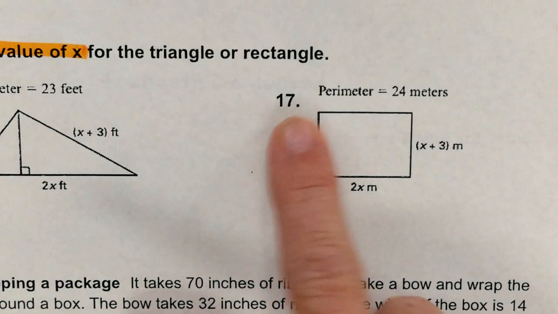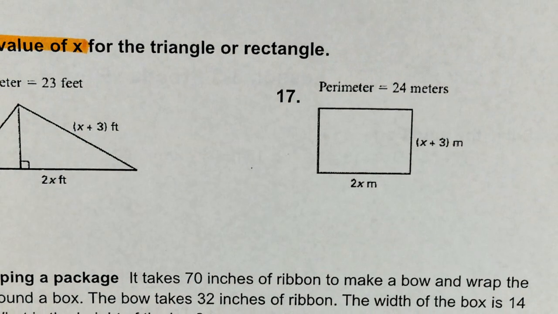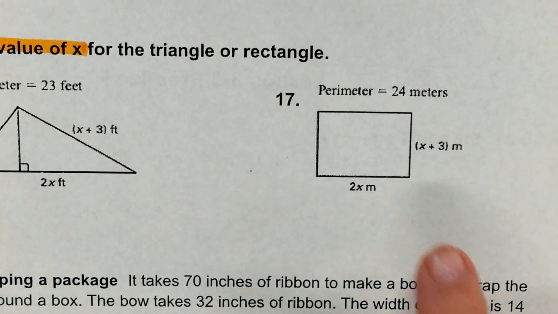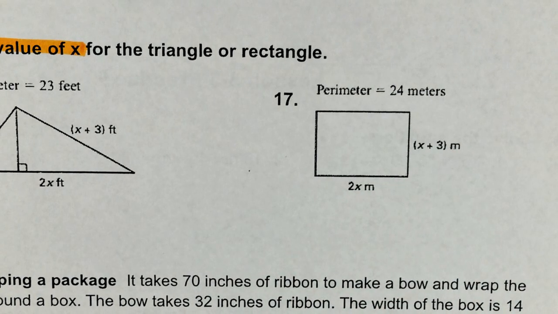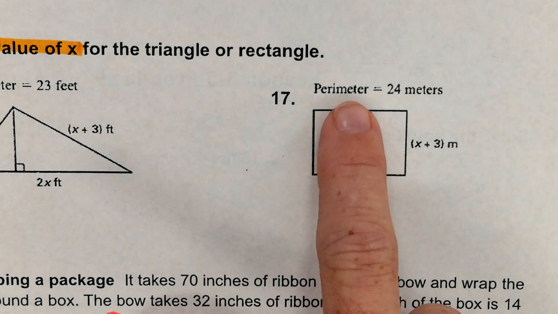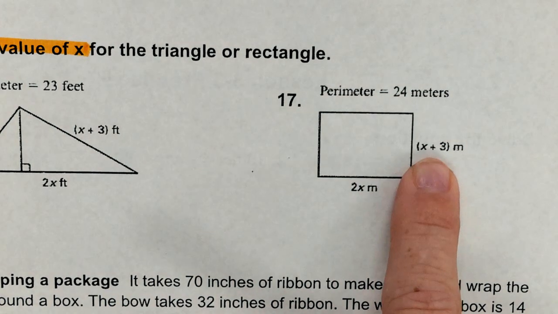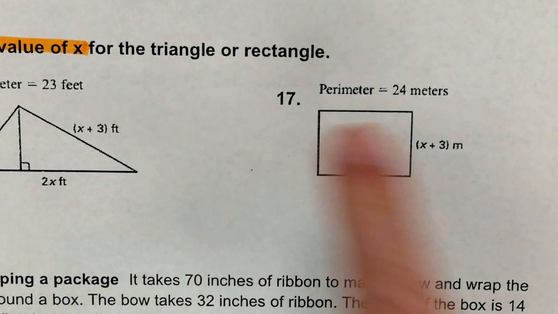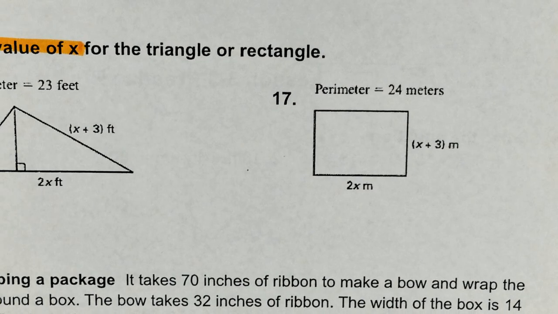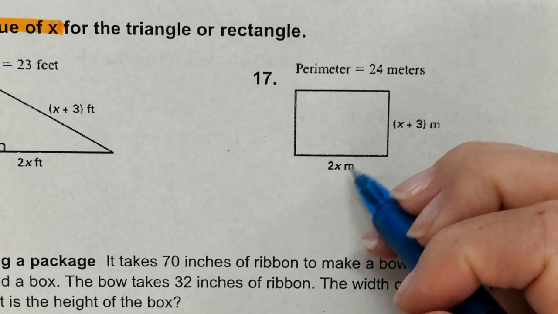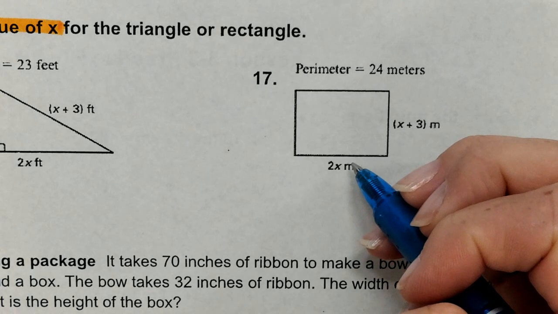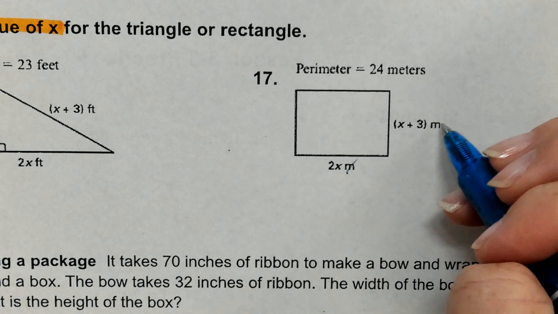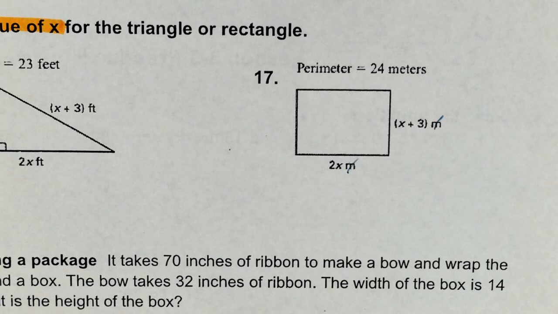How many sides does a rectangle have? 4. Please do not say this side plus this side equals 24. That is wrong. It's 2x plus 2x plus x plus 3 plus x plus 3 has to equal 24. Now, does anybody know what these M's are for? Meters. Those are units of measurement. They don't belong in your equation, so just cross them out so you don't get confused.